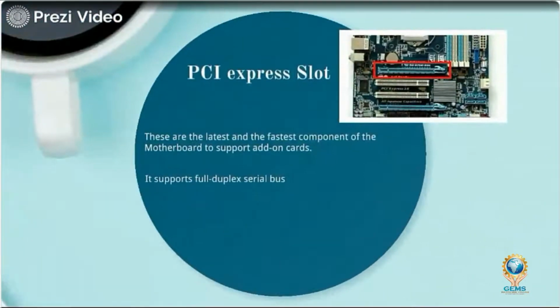Next is PCI Express slot. These are the latest and the fastest component of the motherboard to support add-on cards. PCIe is a peripheral component interconnect express slot. It is an interface standard for connecting high-speed components. Every desktop PC motherboard has a number of PCIe slots you can use to add GPUs, means graphics cards, RAID cards, Wi-Fi cards or SSDs, solid state drives, add-on cards.